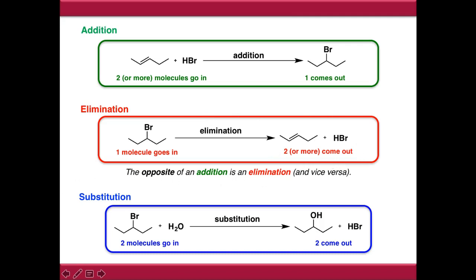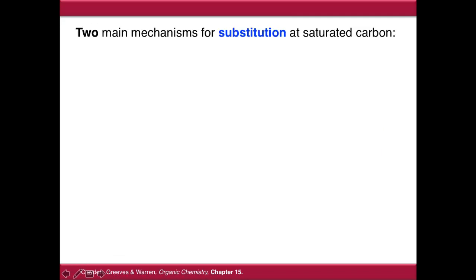And the third category is a substitution, where two molecules come together, they react with each other, and two different molecules come out the other side. So in this case, we've got an alkyl bromide reacting with water to give us an alcohol and HBr. So there are two main mechanisms by which substitution at saturated carbon occurs. And the first of these is called SN1.